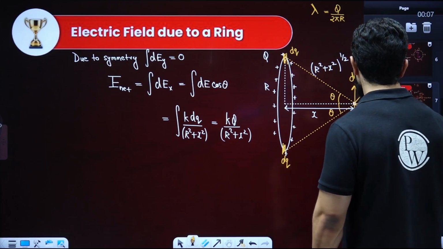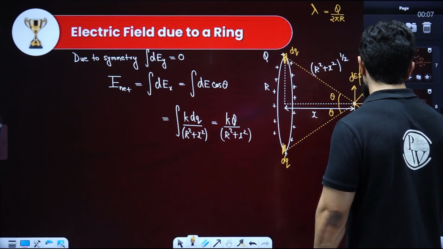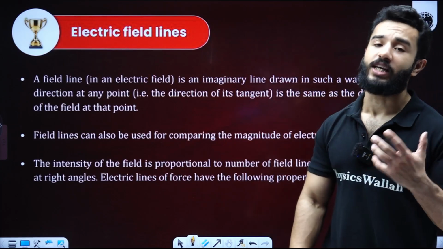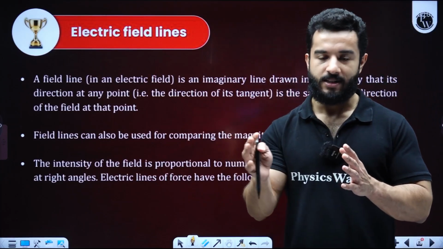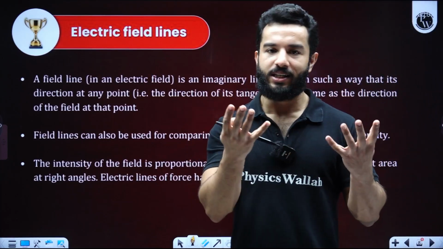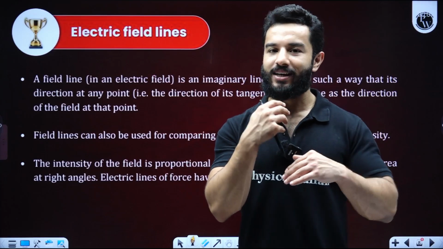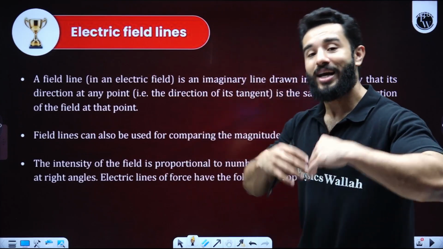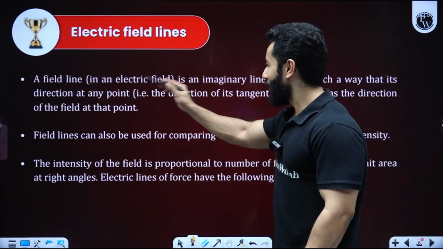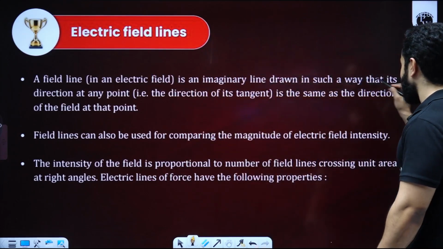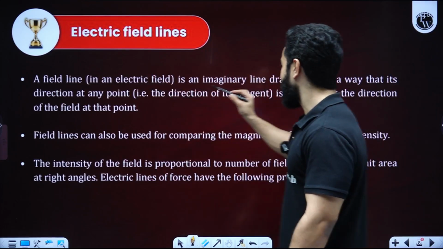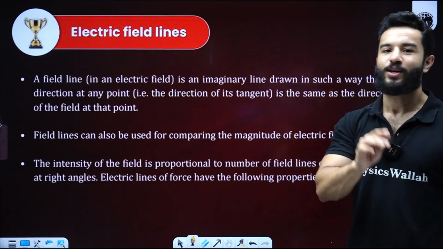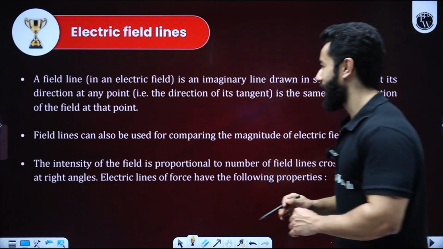Now let's move on and let's find out some of the properties of electric field lines. First, let's find out how we define these electric field lines. Electric field lines are actually some imaginary lines that we have drawn so that we can understand how to analyze field. So a field line is an imaginary line drawn in such a way that its direction at any point, that is the direction of its tangent, is same as the direction of the field at that point. What do we mean by this? We are going to understand.